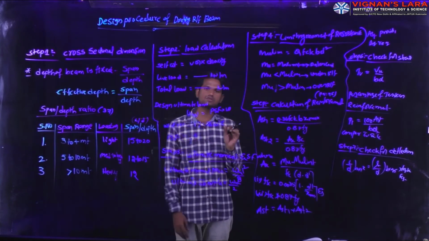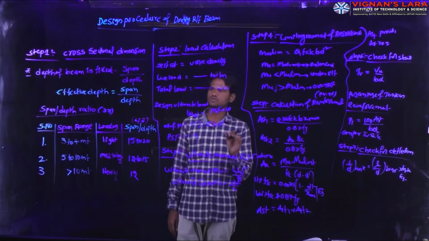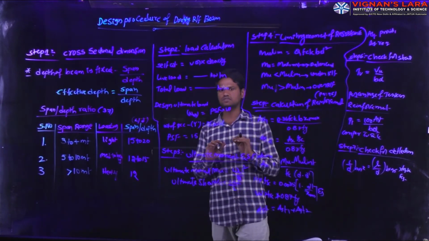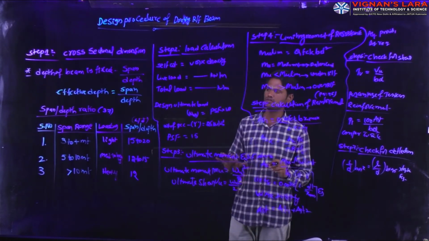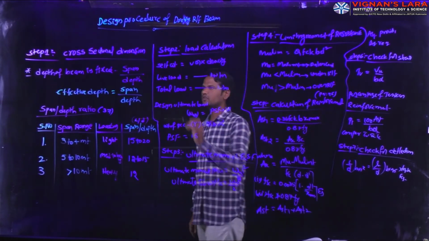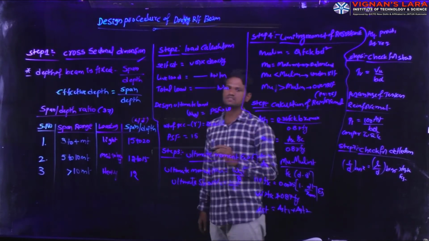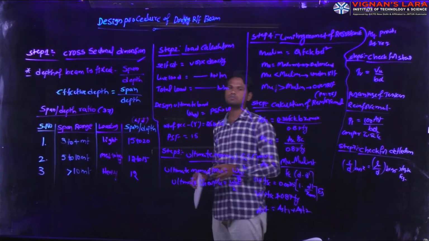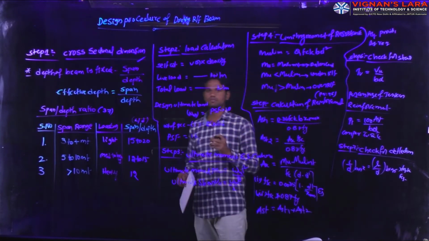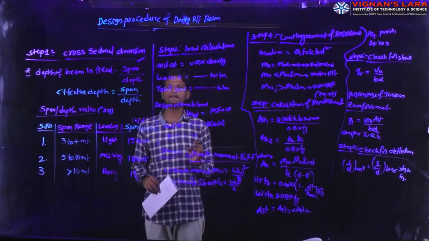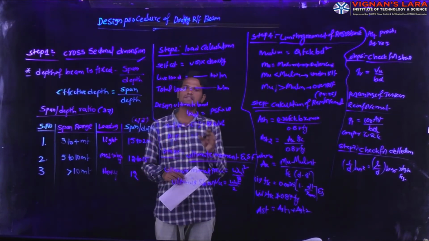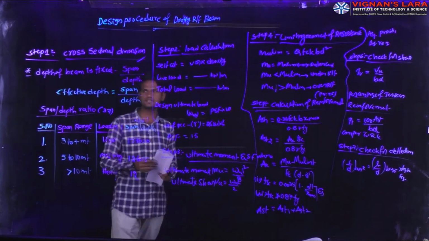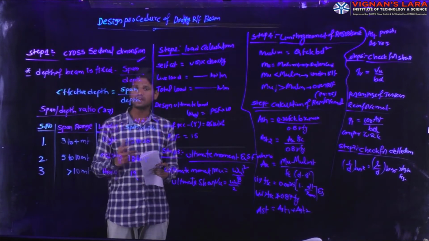In today's class also I am repeating the same design procedure for doubly reinforced beam with a little modification. That means some additional parameters are used here for doubly reinforced beam. Step one is the cross sectional dimensions of the beam, that is, the width of the beam and the depth of the beam you are providing. Based on the type of beam asked in the examination question, we have to calculate the effective depth of the beam.